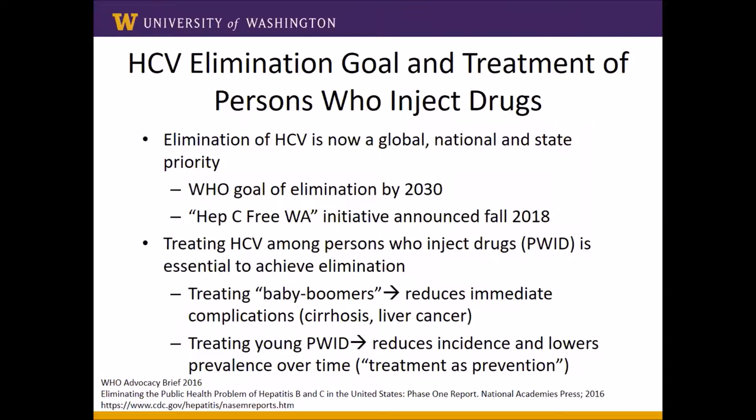Treating the baby boomer generation is the most effective strategy for reducing immediate complications related to hepatitis C, such as cirrhosis and liver cancer, and those related costs. But for reducing incidence and prevalence over time, we must focus on treating the individuals who are responsible for forward transmission.